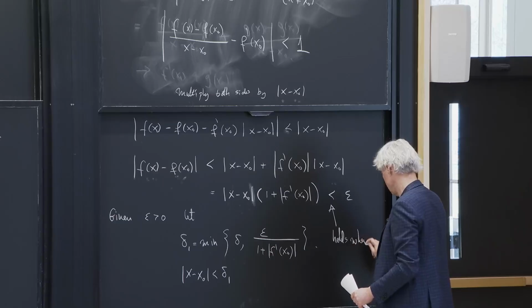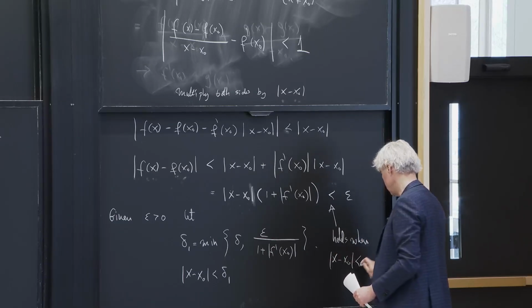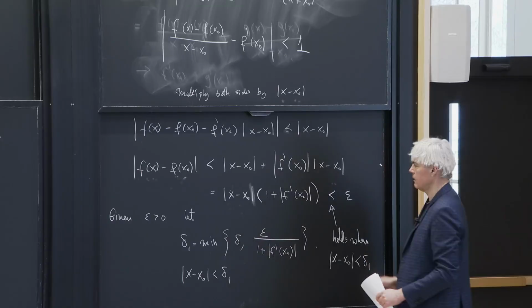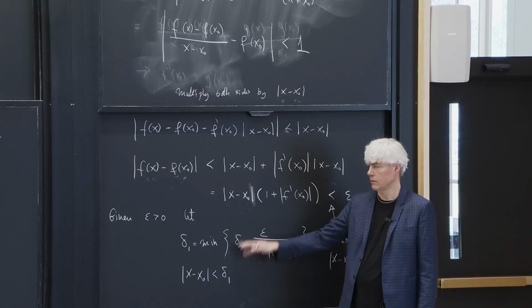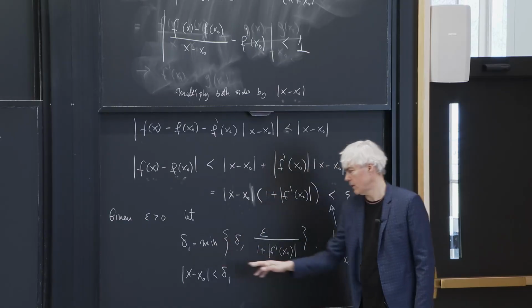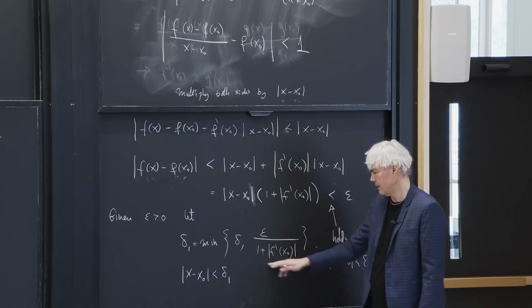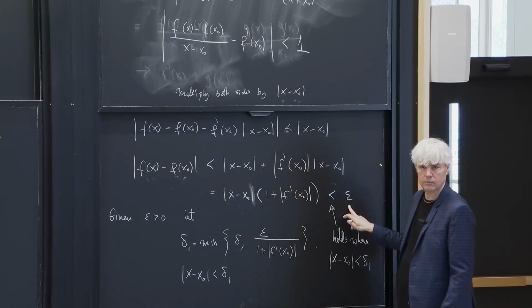when x minus x0 is less than delta 1. Right? Again, because if it's less than delta 1, it's less than delta. So I have this inequality. And then I can use that delta 1, since it is less than this. And then I get this inequality.